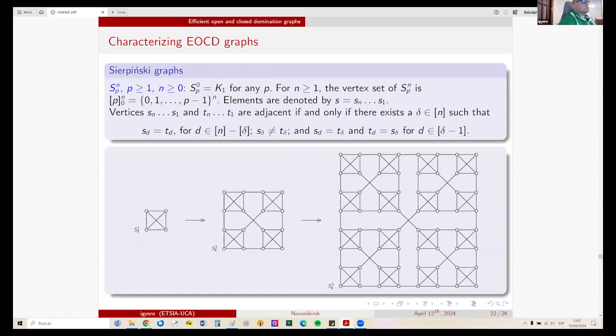So the question is whether this graph has an efficient open closed dominating set. They were already studied. It was known that this graph has efficient open dominating sets in some situations, and that they have efficient closed dominating sets in some situations. So the question is whether they also have efficient open closed dominating sets.